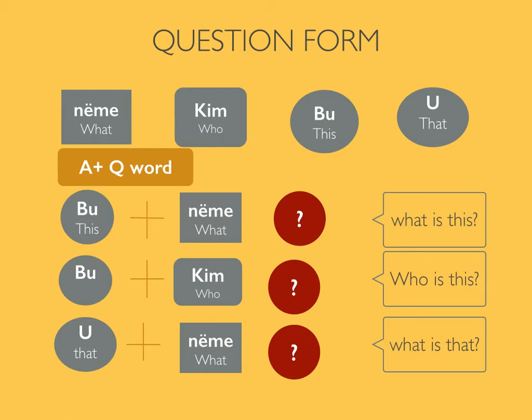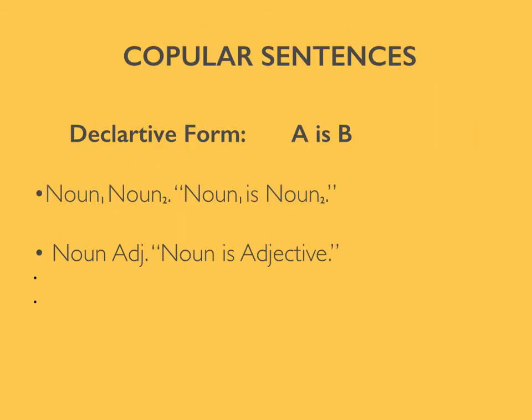So how do you answer this? Let's see. It's a very common sentence form. Copular sentences are one of the most common sentence forms. So here you see the declarative form A is B, noun 1, noun 2. When you put them together, it means noun 1 is noun 2. And the second one is noun and adjective together. It means noun is adjective. You just have to juxtapose them together. There's no connection word. There's no other type of verb. So we'll see it in the examples.